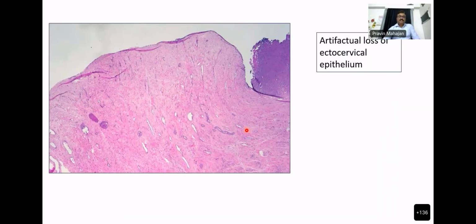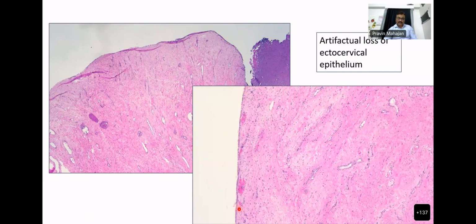Now this is a whole mount, or this is a section of ectocervix, you can see, and you can see that hardly any ectocervical epithelium is seen. It looks like there is no ectocervical epithelium, that there is an artificial loss of ectocervical epithelium. In high power also you can make out that hardly a few basal cells can be seen, but there is no superficial layer of the ectocervix, or the surface epithelium is hardly seen. It looks like it is denuded.